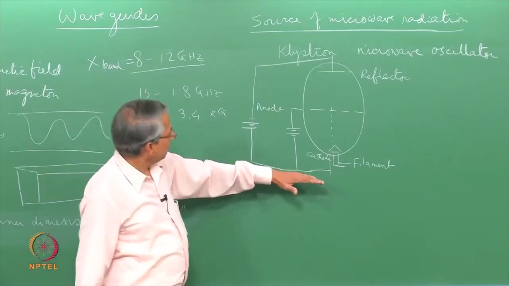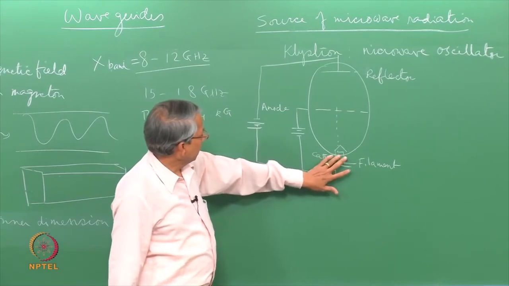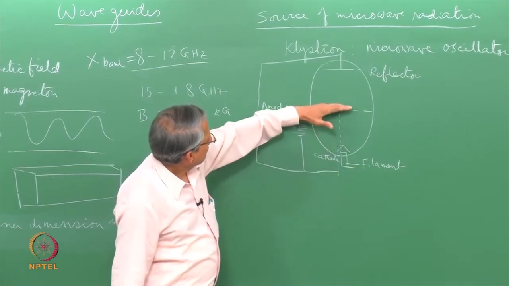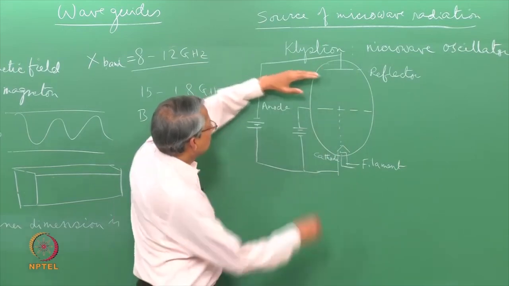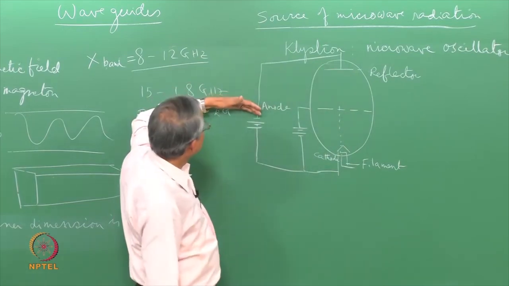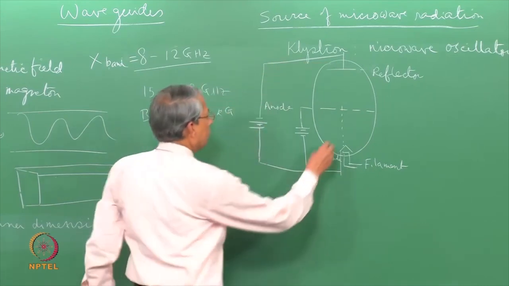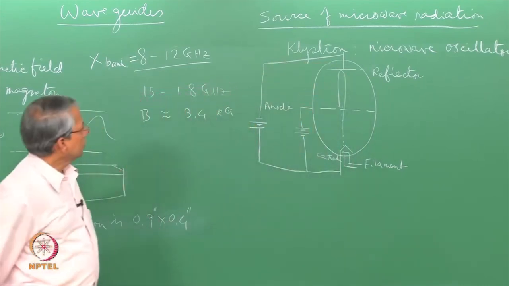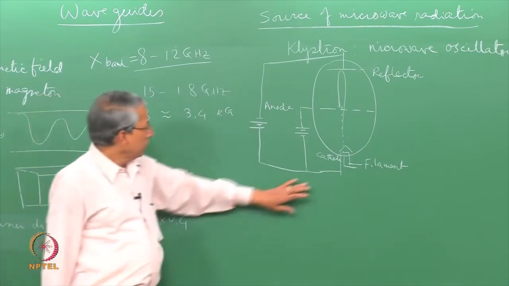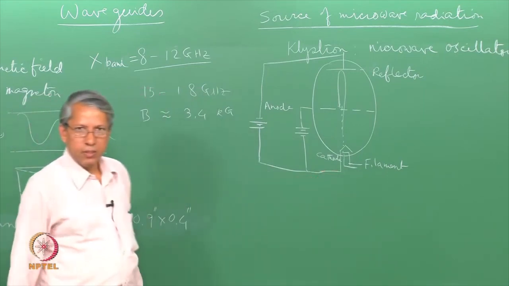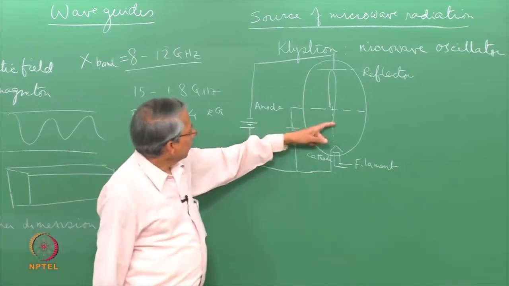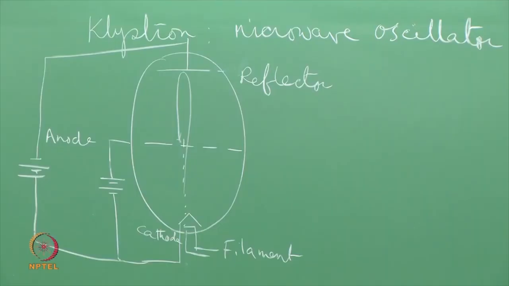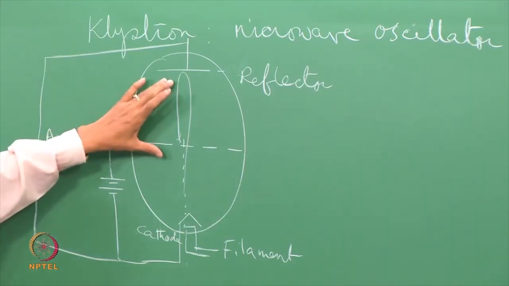So, what is happening here? Electrons are emitted by the filament, accelerated by the positive anode, go through this, and then get reflected by the negative potential applied here. So, the electron sort of goes up and comes down. This is the sort of motion it has. It is of course a very simplistic picture. Nevertheless, because of this acceleration and deceleration, the electrons produce the microwave radiation.